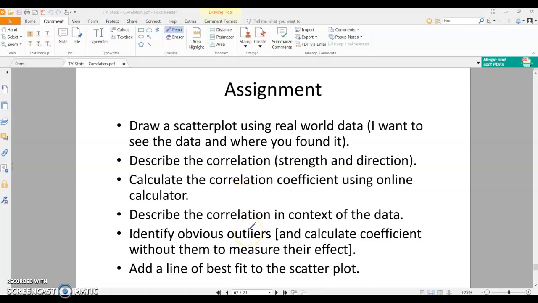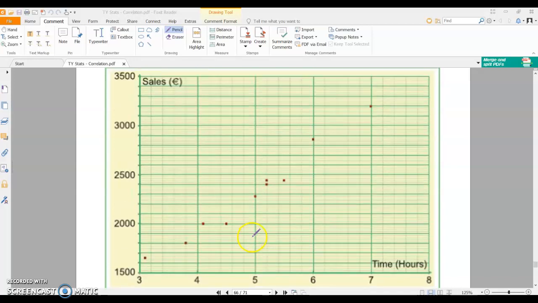Identify obvious outliers on your scatter plot. There are none on this one, okay? But let's say there was a point over here. So someone spent loads of time with one of the customers and didn't get too much money out of them. You would describe this as an outlier. All the other points are tightly packed around some straight line, but one is quite far away. So you would say the person who spent 6 hours, roughly, and only sold 1,800 euros worth of whatever it is to the customer is an outlier. Just identify which one the outlier is.